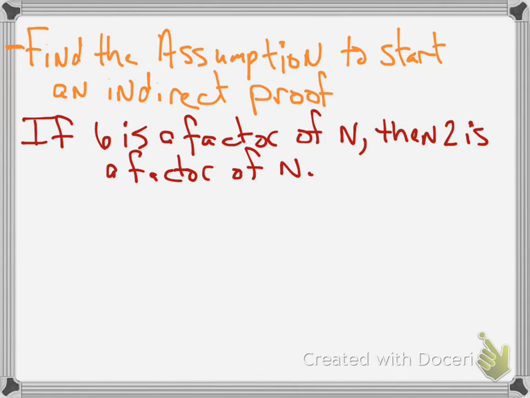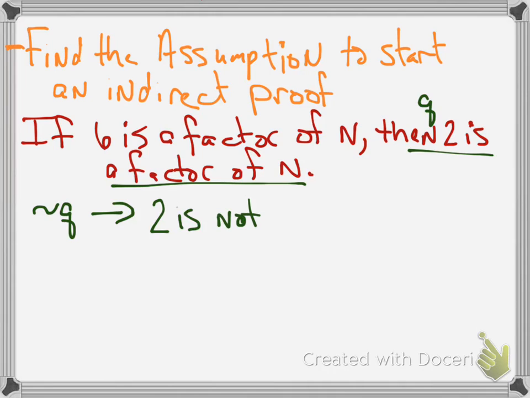First up, let's make sure you understand how you can find the assumption to start an indirect proof. What are we looking at? What's being proven, and what is the opposite of it? Here's an example. If 6 is a factor of n, then 2 is a factor of n. So we're making a conclusion that 2 is going to be a factor of n. We want to assume the opposite, or the negation. Keep in mind negation. Remember how we would say p then q? We want the not q. So in this case, the not q would be that 2 is not a factor of n.